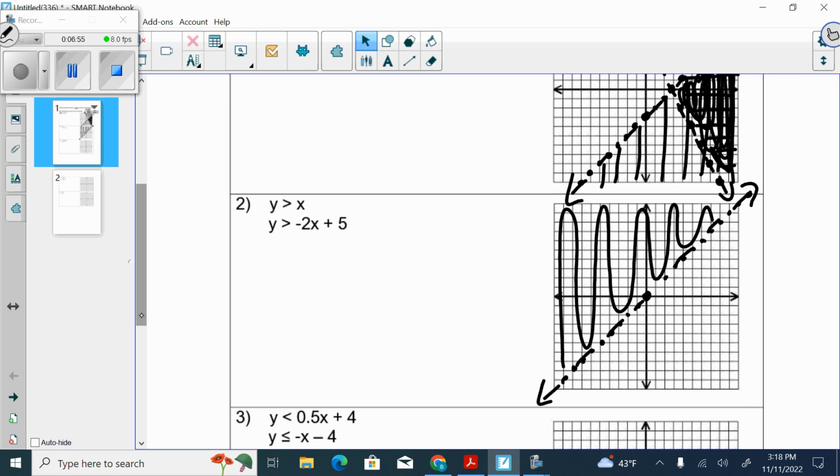Okay. Second equation, is that one in y equals mx plus b form? Yes, okay, so we're good there. Where does it start at? 5. Good. Put my starting point. How am I going to move to my next point? Very good.